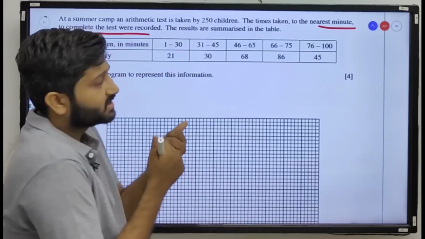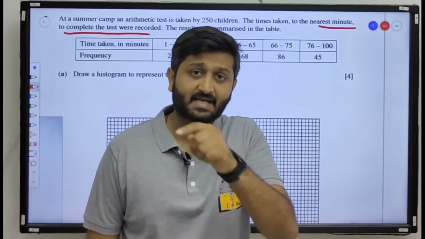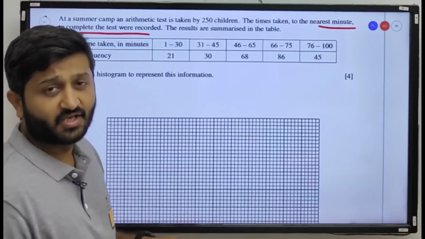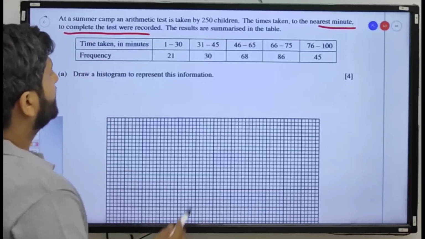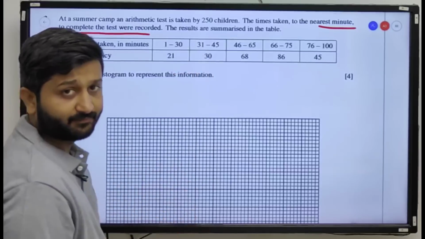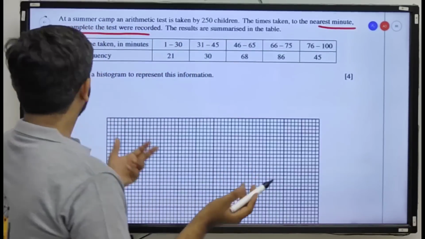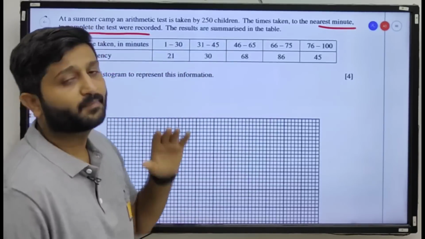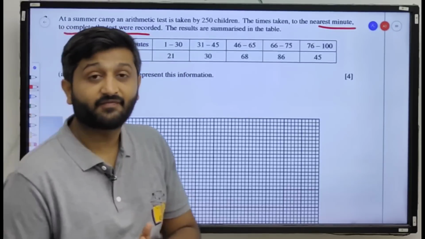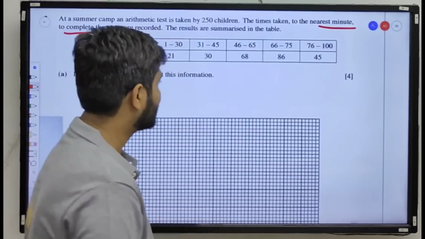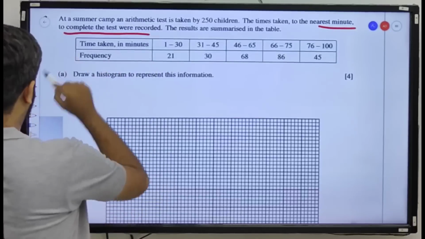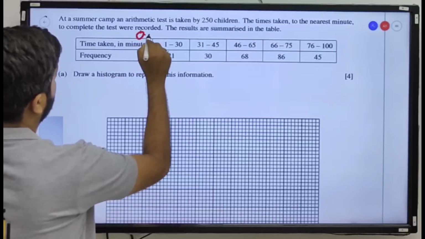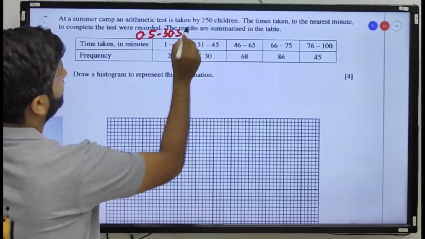But as this is a histogram, we know the bars are connected, but here we have a gap, 1 to 30, then we have 31 to 45. So first let us reduce the gap. So how much is the gap? The gap is of 1 unit, right? And 1 divided by 2 is 0.5. So we'll subtract 0.5 from the lower class and add 0.5 to the higher class. So you have from 0.5 to 30.5.